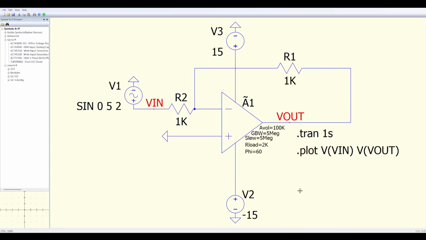All right, here we've got an inverting amplifier set up. You see our power rails, 15 and negative 15. You see our negative feedback loop going through a 1K resistor back into the inverting input. Then you see another 1K between the inverting input and our voltage in power source, which is a sine wave going from negative 5 to 5 at only 2 hertz.